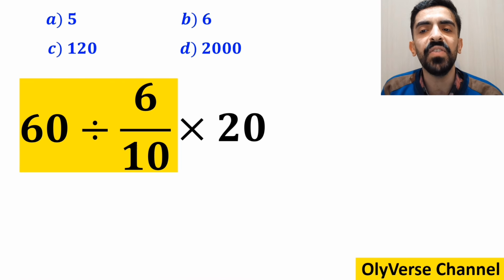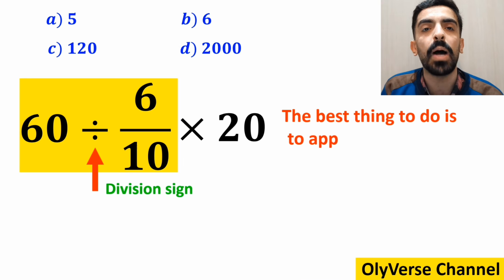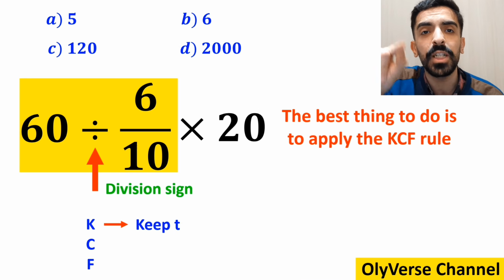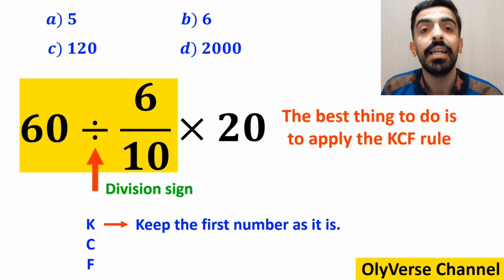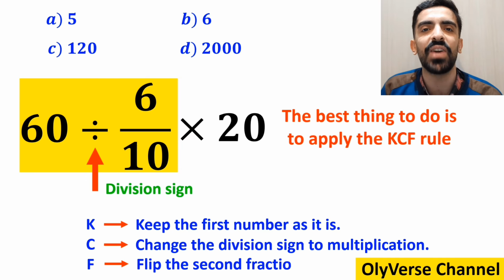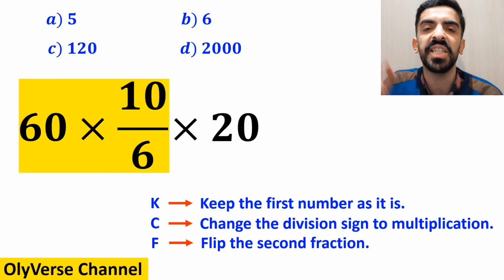So, first we start with the expression 60 divided by 6 over 10. Okay, whenever we come across a division sign between two terms, the best thing to do is to apply the KCF rule. In this rule, K stands for keep the first number as it is, C stands for change the division sign to multiplication, and F stands for flip the second fraction. So, we remove the highlighted part and replace it with 60 multiplied by 10 over 6.